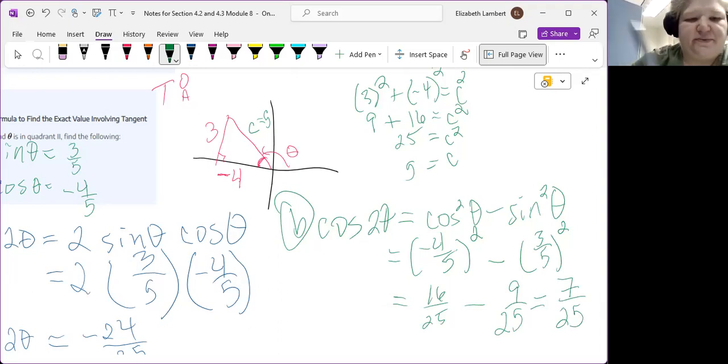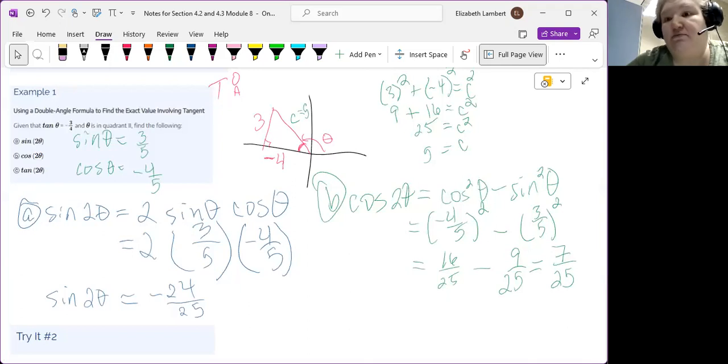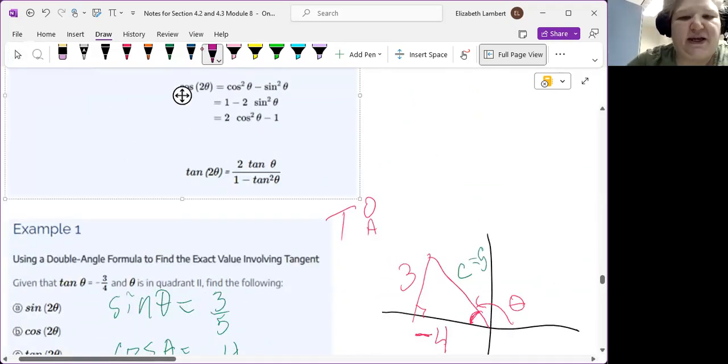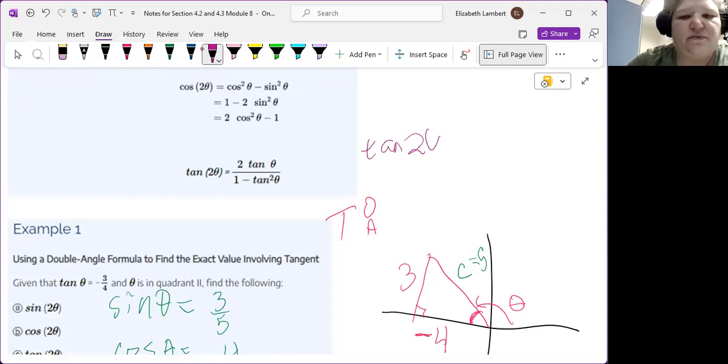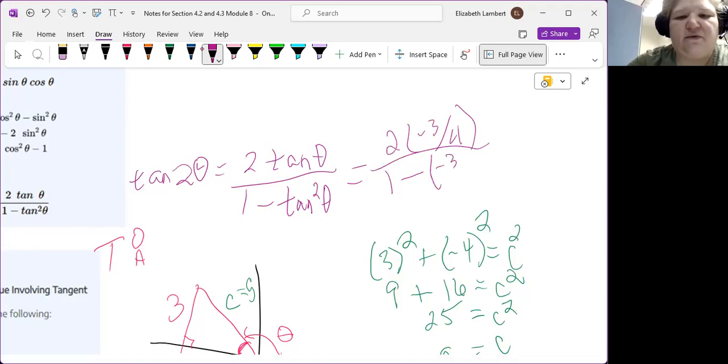All right. So I have sine 2 theta, I have cosine 2 theta. So we could just divide the two and call that tangent 2 theta, and it is tangent 2 theta. But since we're actually supposed to be learning how to use things, let's use the thing. So tangent of 2 theta is going to be 2 tangent theta over 1 minus tangent squared. So this is 2 times negative 3/4 over 1 minus negative 3/4 squared.